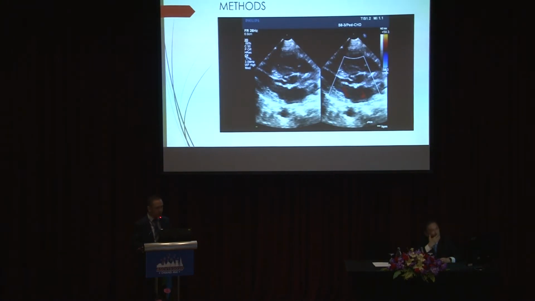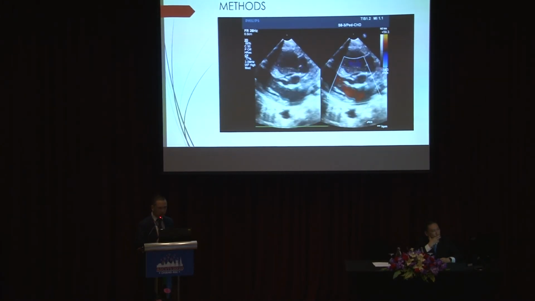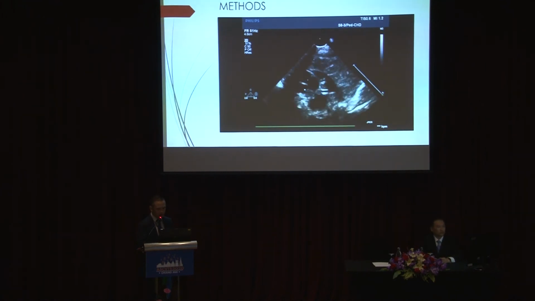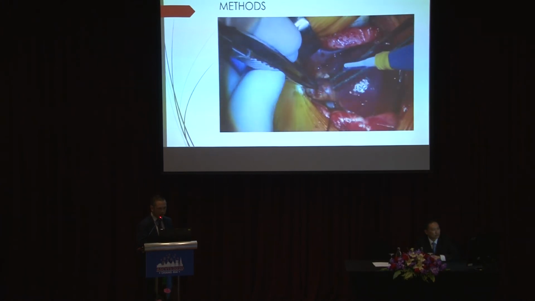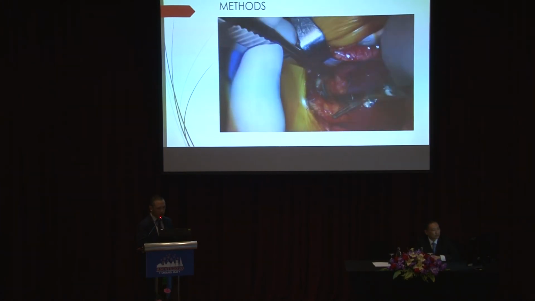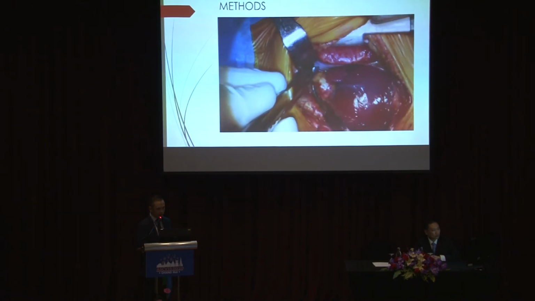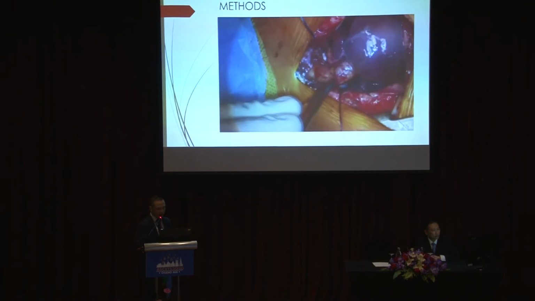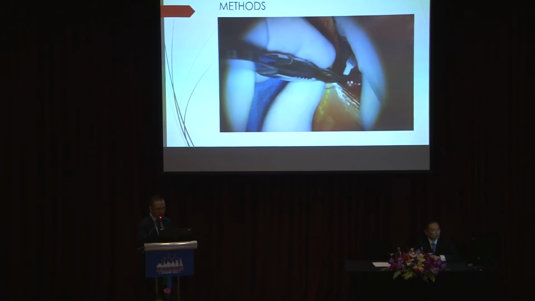And this is the technique we use for the ASO. This is a boy, 13 days old, with TGA, VSD, and left ventricular outflow tract obstruction with accessory tricuspid tissue. So we perform standard bypass.